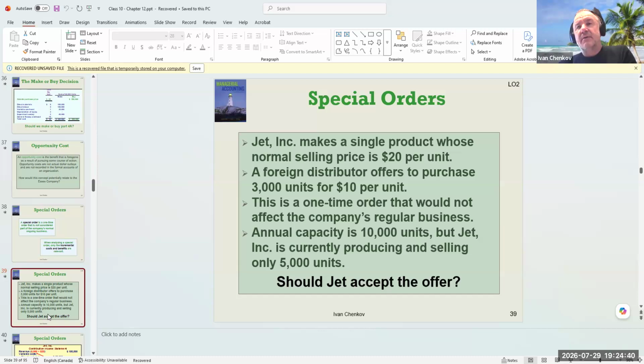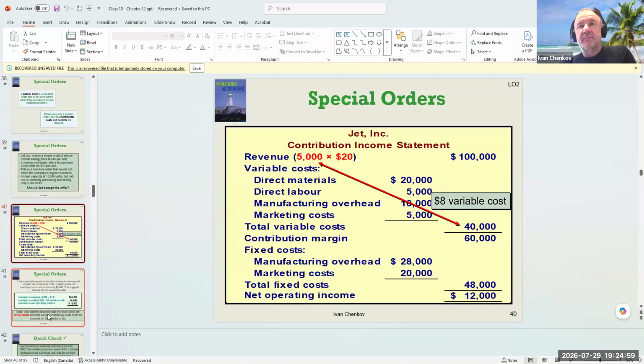Annual capacity of our company is 10,000 units. And currently we're producing and selling 5,000. So we're definitely below the capacity. We have the capacity to produce this order. We have a 3,000 units capacity to get this order. The question, shall we accept or not?